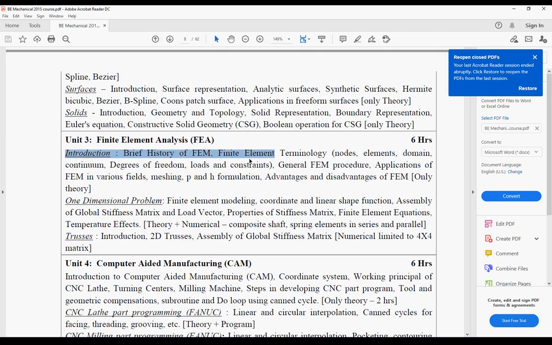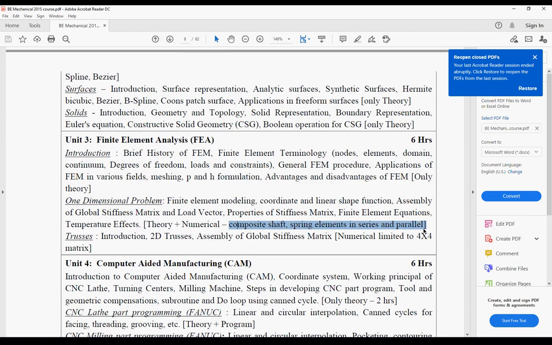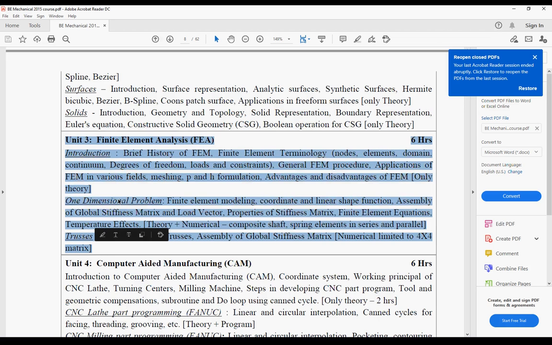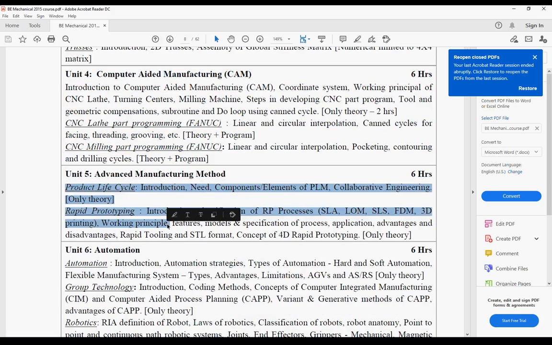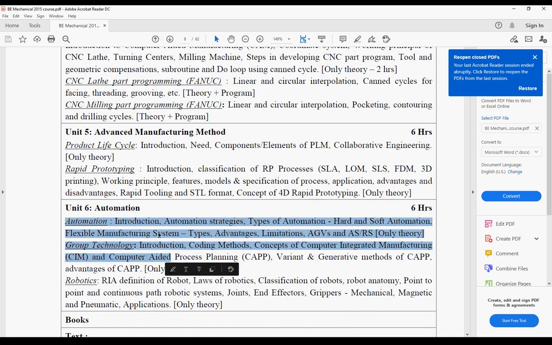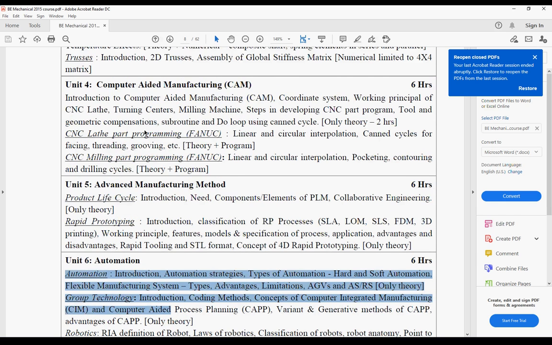So all this stuff: FEM procedure, application, modeling coordinates, finite element equation, temperature effect, composite shaft, springs in series and parallel. That is what we've already done. The one-dimensional problem process we have also done. So 3 units of CAD/CAM have been covered. Now this is going to take 3 hours max. So hardly 9 hours of theory is remaining for CAD/CAM. So this will finish off.